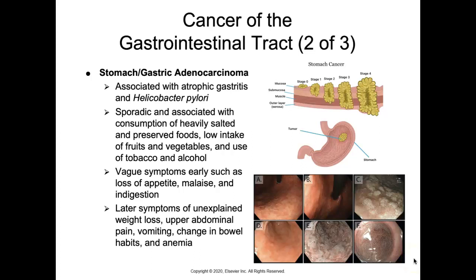Now you might be wondering, how do heavily salted foods increase our risk of gastric adenocarcinoma? And that's because salt is going to enhance the conversion of nitrates to carcinogenic nitrosamides, and that damages the DNA of mucosal cells, and the nitrites within the food can cause delay in gastric emptying and can cause chronic atrophic gastritis, which can then lead into cancer. So the symptoms are going to be vague, such as loss of appetite, malaise, and indigestion. And then the later symptoms of unexplained weight loss, upper abdominal pain, vomiting, change in bowel habits, and anemia can come about. But usually the first manifestations of carcinoma are caused by distant metastases. So the disease has already progressed and is more difficult to treat.